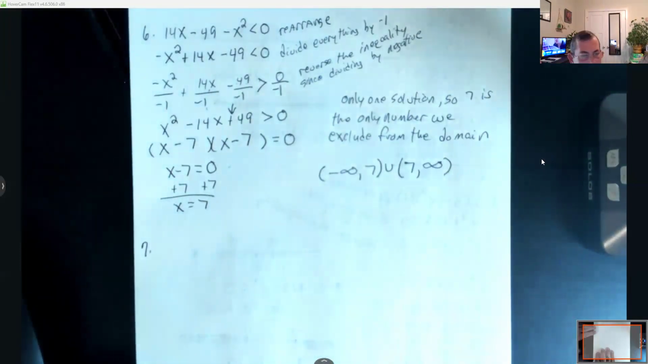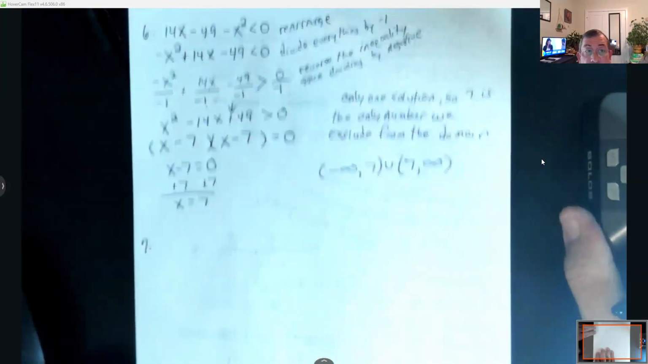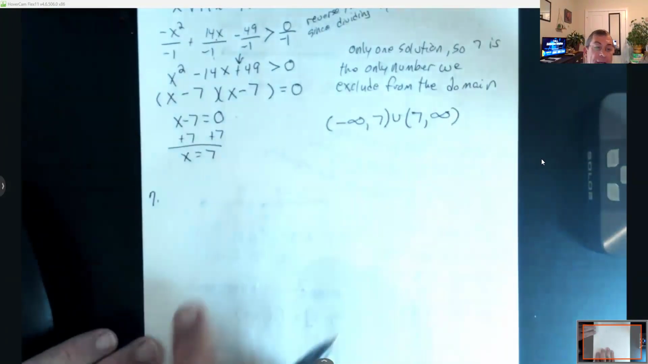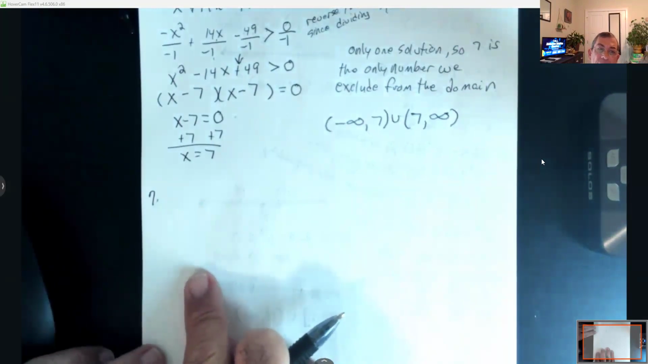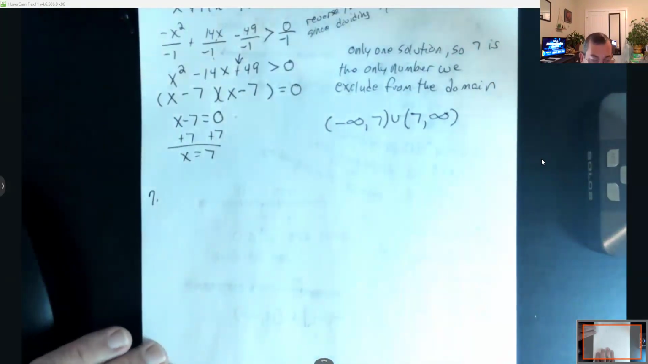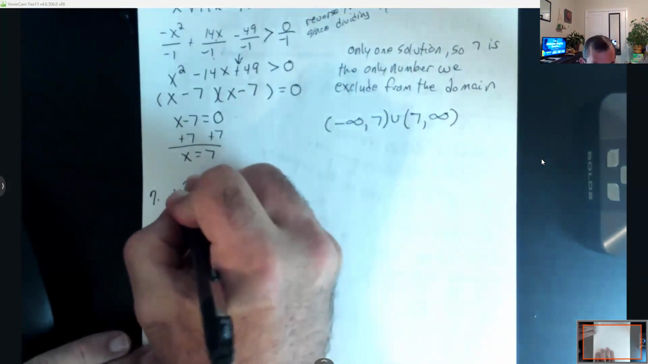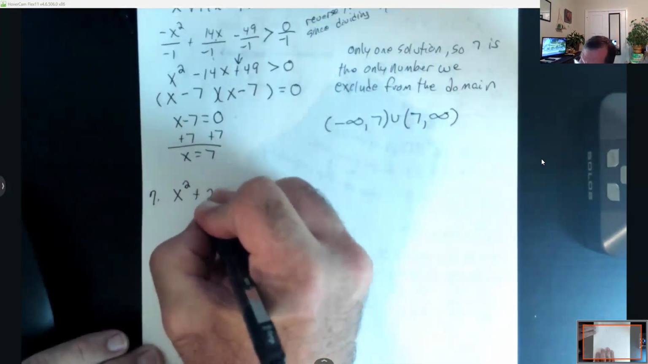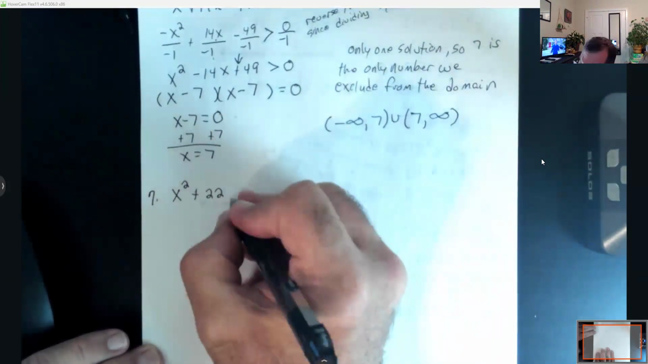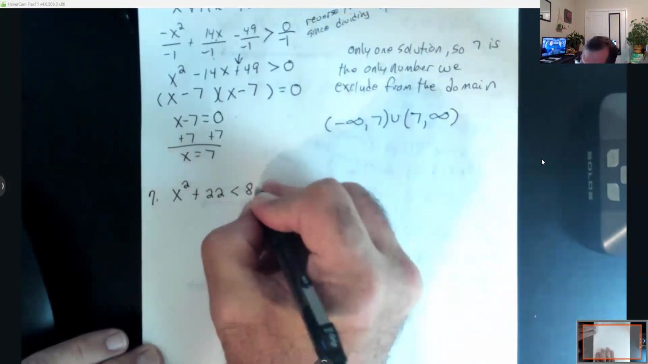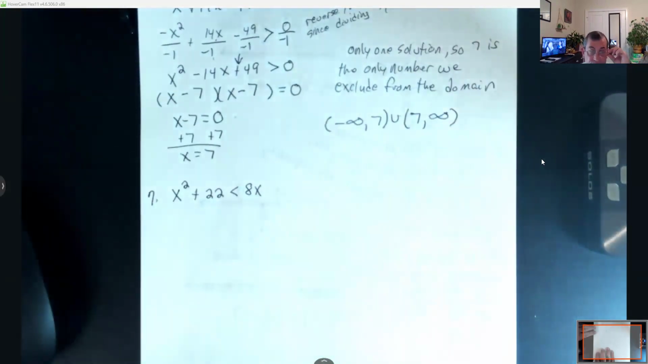Y'all, oh, y'all know what? It's almost break time, but we've only got one more number to do. So I think we'll just knock out this number 7, and then I'll see if y'all got any questions. So y'all, here we go with this one. X squared plus 22 is less than 8x.